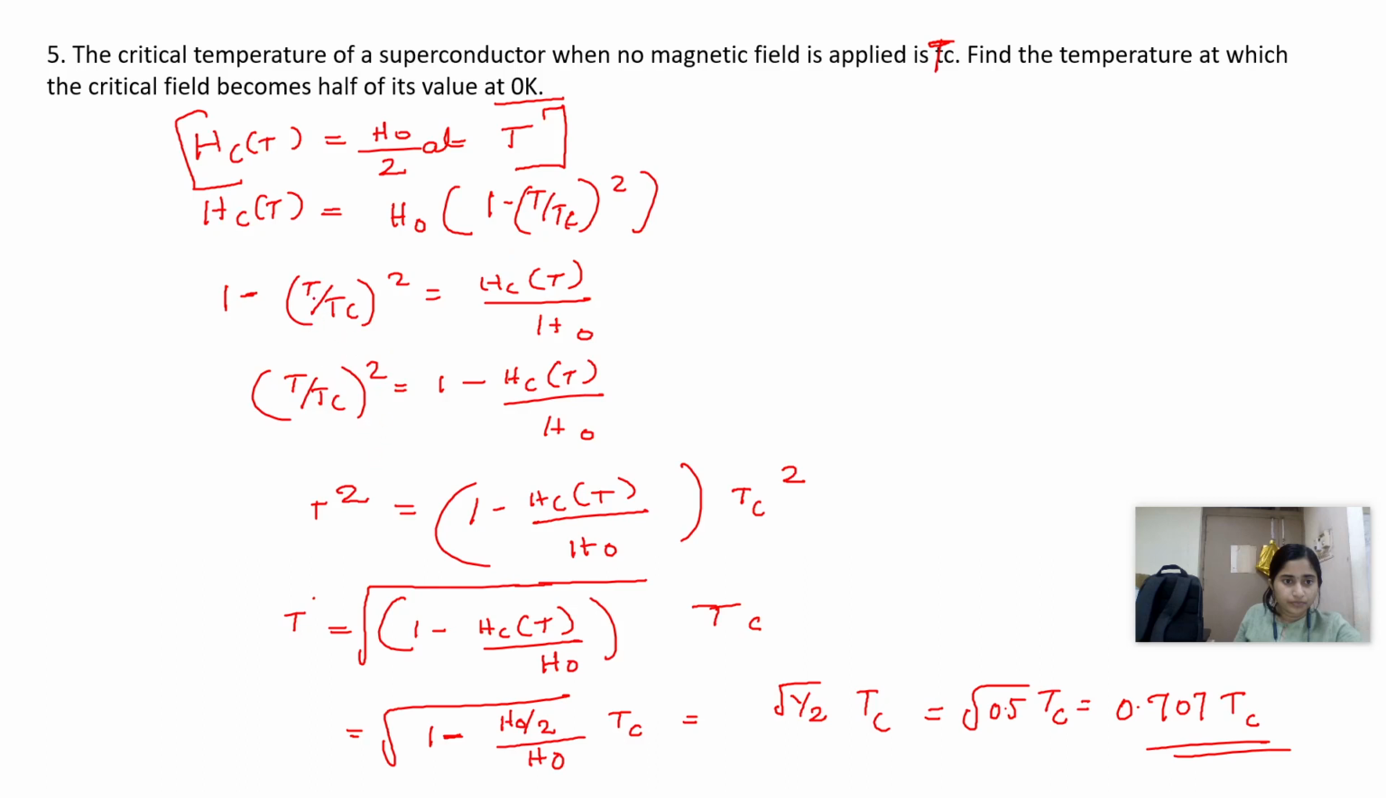So (T divided by Tc) whole square is equal to 1 minus Hc of T divided by H0. Now from the T square you can write it: it will be (1 minus Hc of T divided by H0) times Tc square. Then T will be the root of this value times Tc. Now what you have to do? You have to substitute the Hc of T value here, so H0 by 2. Then you will get the answer: root half of Tc, which is 0.707 Tc.